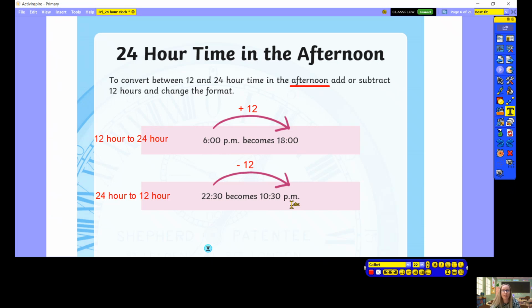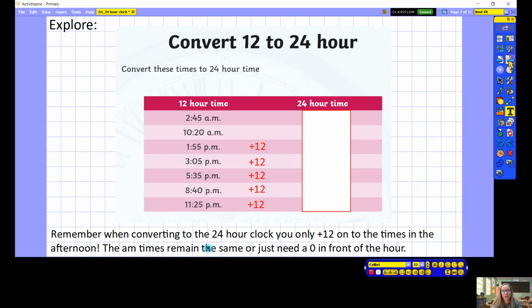So we're going to have a little practice today at converting between 12-hour times and 24-hour times, because there are 24 hours in the day. So we need to learn to be able to tell the time on a 24-hour clock. So let's have a practice at converting from 12 to 24 hours.